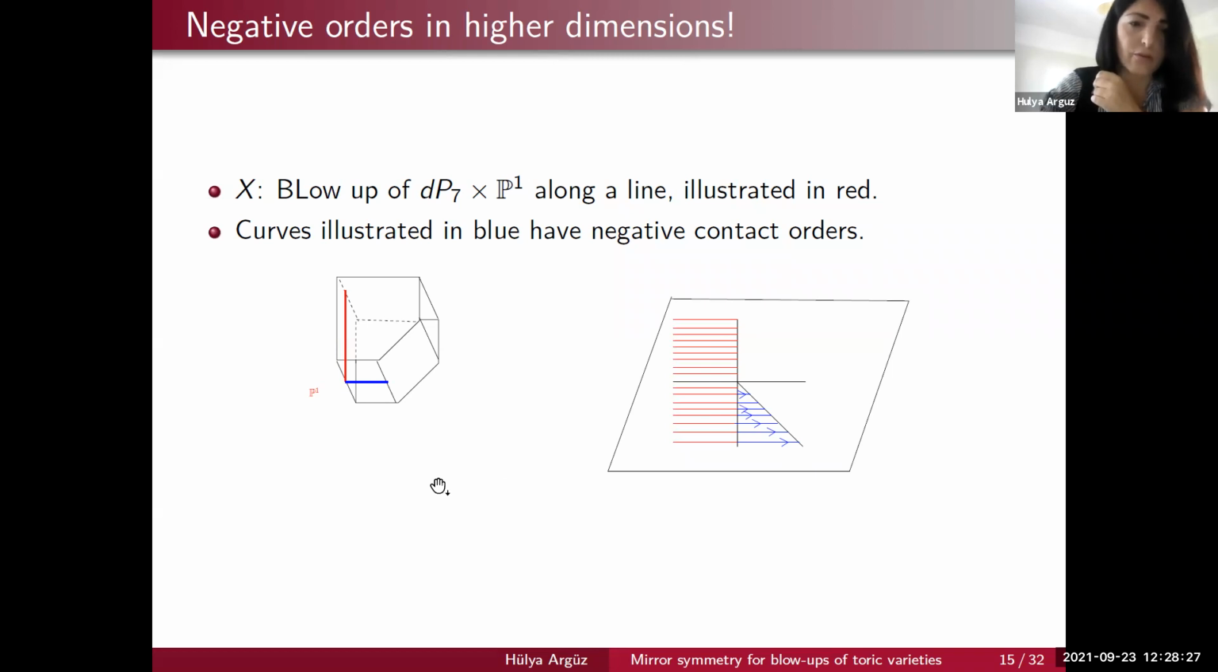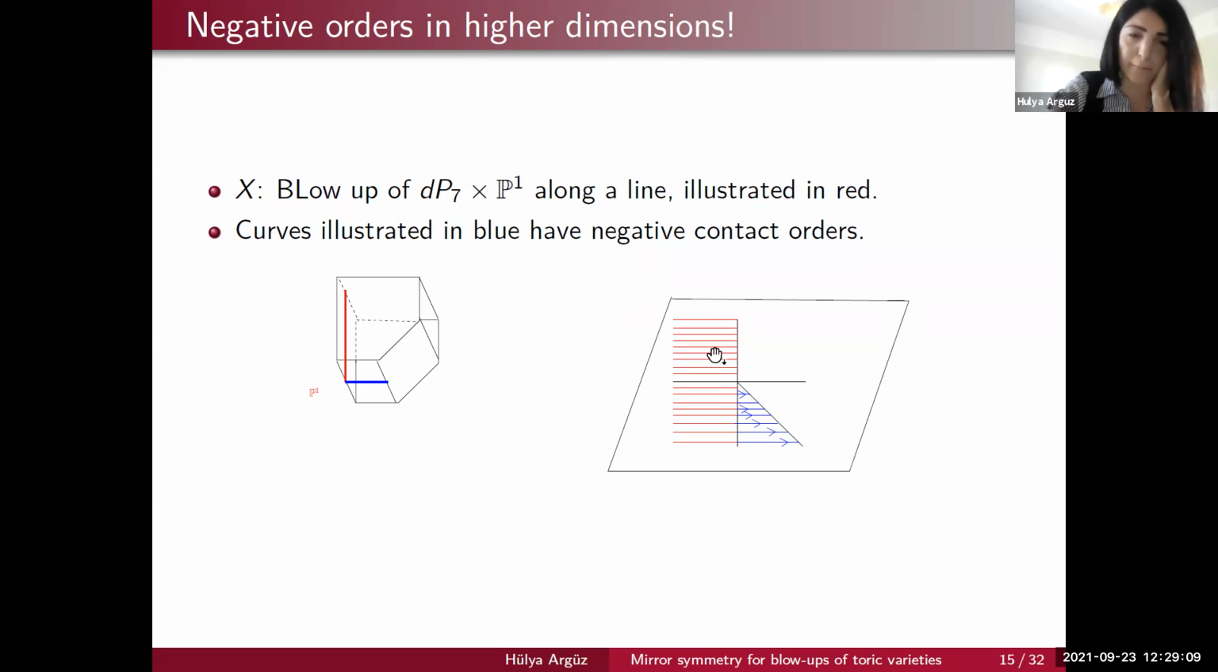Which is a difficult thing to show, but there's an example they draw, just to explain why you have negative contact orders. They consider DP7, like P2 blown up at 2 points, times P1, and then they blow up. So I tried to draw the moment polytope image of DP7 times P1, and they consider the blow up of a P1 in one of the P1 times P1 faces.